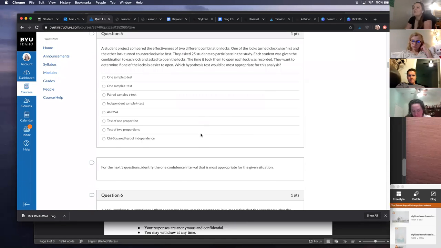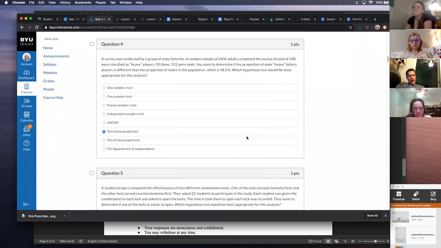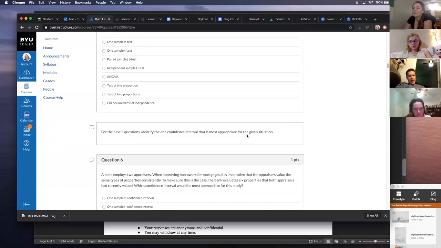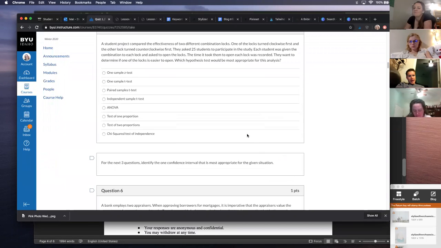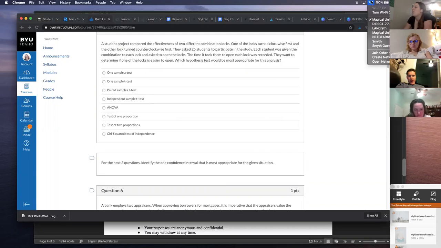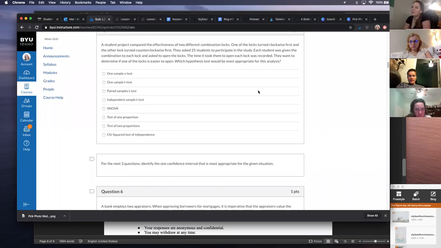Okay. What was question four? Sorry, my internet is not stable, so pardon me. Okay. A student project compared the effectiveness of two different combination locks. One of the locks turned clockwise first and the other turned counterclockwise first. They asked 25 students to participate in the study. Each student was given the combination to each lock and asked to open the locks. The time it took them to open each lock was recorded. They want to determine if one of the locks is easier to open. Which hypothesis test would be most appropriate for this analysis?